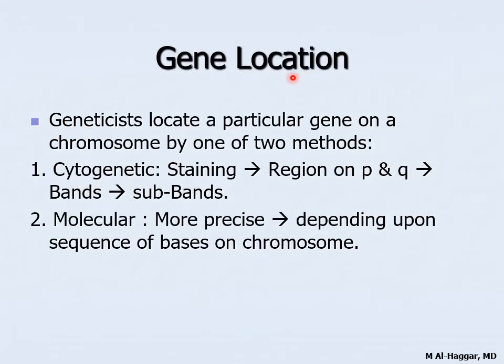How can I localize the gene on the chromosomes? Actually, we have two methods. The first method, which is crude, is called the cytogenetic method, which is used for localization of the gene on the chromosome under the microscope. So it is a visual method. And the second method, which is accurate and very precise, is used for localization of the gene on the chromosome based on the number of the bases.